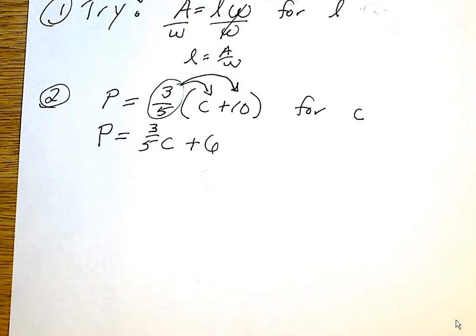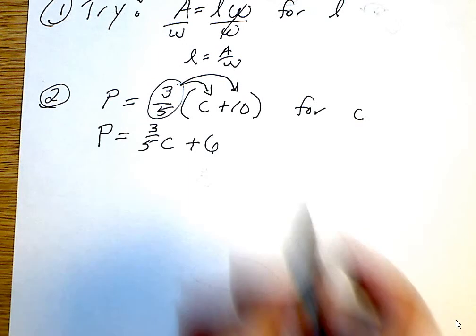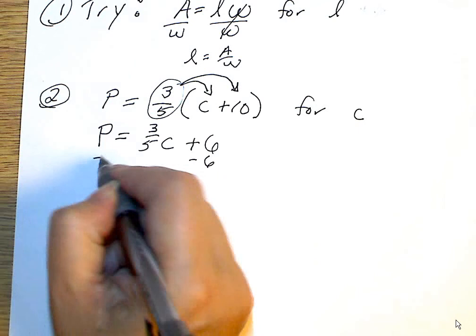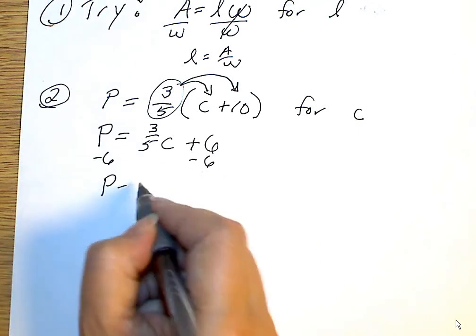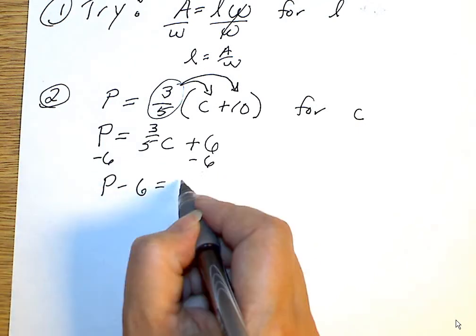What would I do next? I'm solving for C. You would subtract 6 from each side. I'm going to subtract 6 from each side. Very good. So I have P minus 6 is equal to 3/5 C.